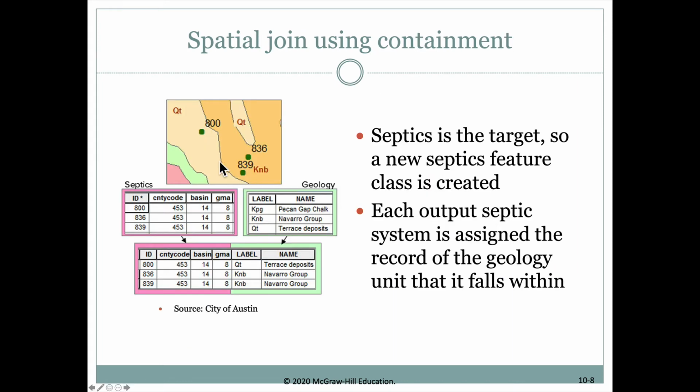Here's another example. We could look at a geologic map where each one of these colors represents a different geologic unit. And then we could look at where septic systems are here. And so we have all these septic systems shown in green here. And this one uses containment. So if the septic system is within a certain geologic unit, then that geologic unit is added on to that unique identifier for that particular septic system. So for example, here's 800, and we would see that's associated with the terrace deposits or QT, and we can see that's exactly what's occurring here.